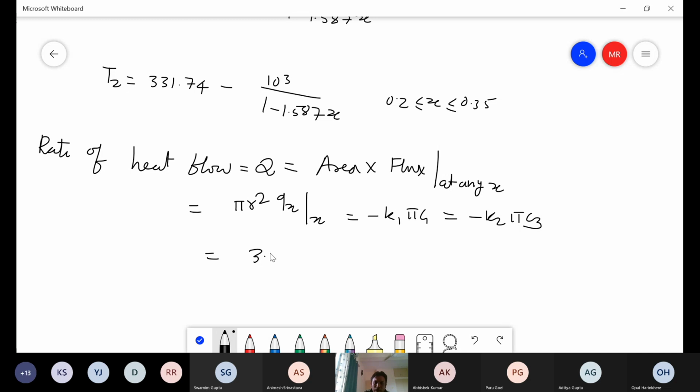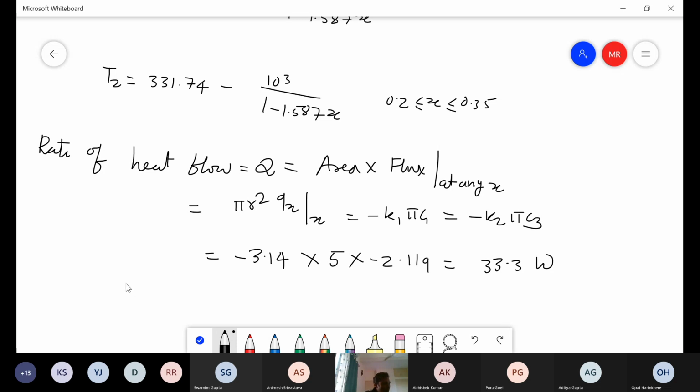Okay. So we can put the values here directly. So 3.14 into k is 5 into c1, the value of c1 is given as minus 2.119. So if you do all the calculation, what you are going to get is 33.3 watt. So is it clear to everyone? Yes, sir, it is clear. So this is the answer of part B.